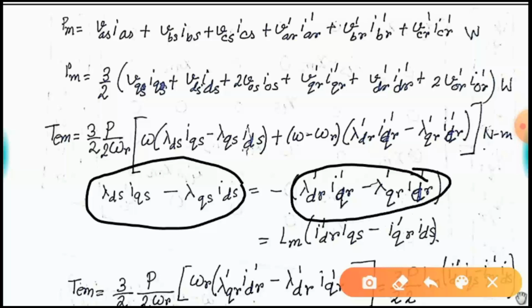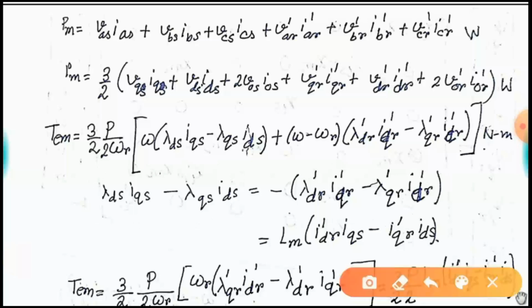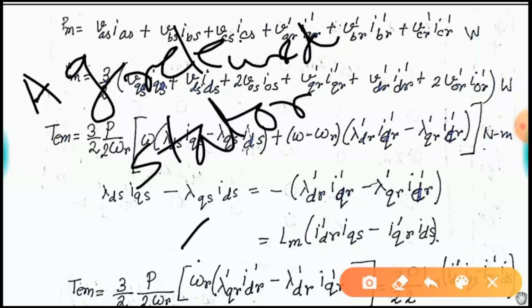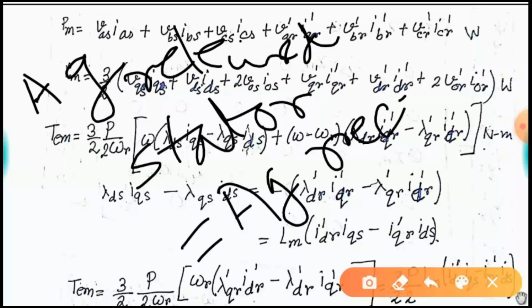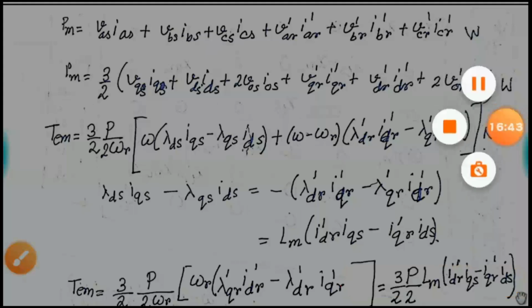Because in the case of lossless transmission, near an ideal situation, the air gap power released by the stator (let me write P_AG to denote air gap power) is the same amount of air gap power received by your rotor. Fine.